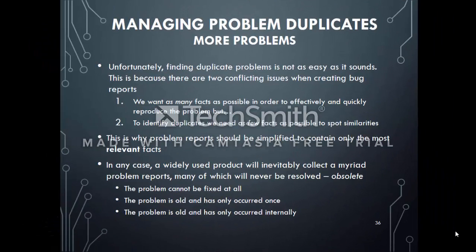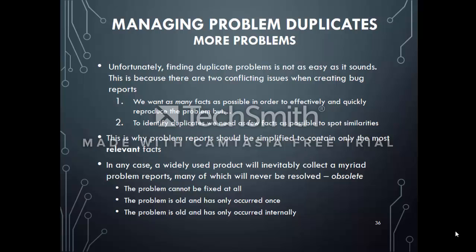Unfortunately, finding duplicate problems isn't as easy as it sounds. This is because there are two conflicting issues when creating bug reports. First is that we want as many facts as possible in order to effectively and quickly reproduce the problem. But to identify duplicates, we need as few facts as possible in order to spot similarities. This is why problem reports should be simplified to contain only the most relevant facts.